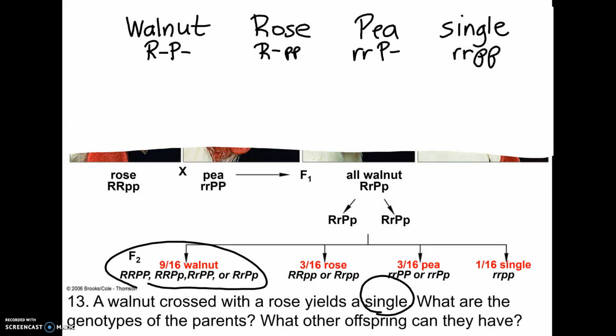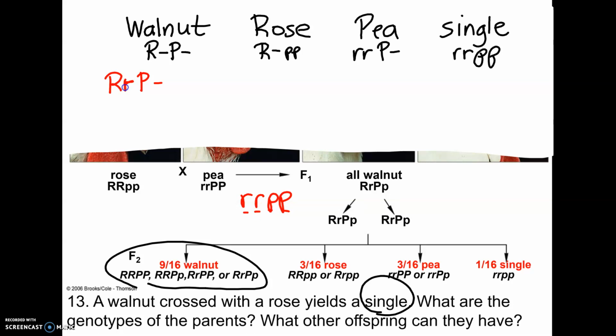So walnut is big R anything, big P anything. You say, well, okay, I don't know what the other letter is. But you do. Even though walnut, that second letter, could be big or little, remember, their first child was little, little, little, little. That means both of the parents have to be carrying the recessive gene.